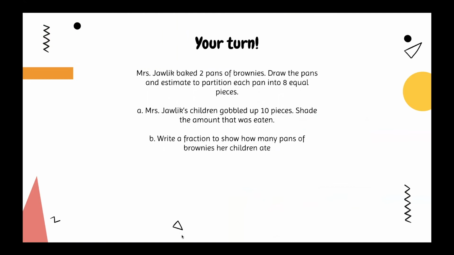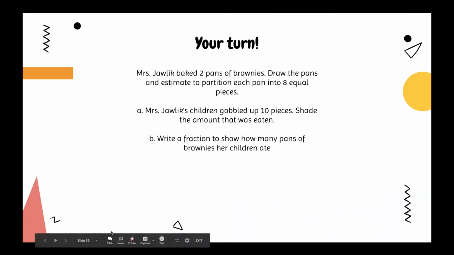Mrs. Jollick baked 2 pans of brownies. Draw the pans and estimate to partition each pan into 8 equal pieces. So just to give you a hint, you're going to draw 2 pans, cut them up into 8 equal pieces. Mrs. Jollick's children gobbled up 10 pieces. Shade the amount that was eaten. And then B, write a fraction to show how many pans of brownies her children ate.